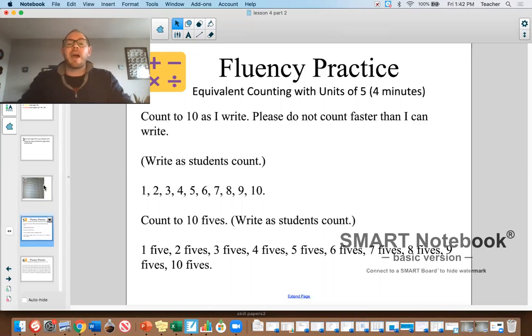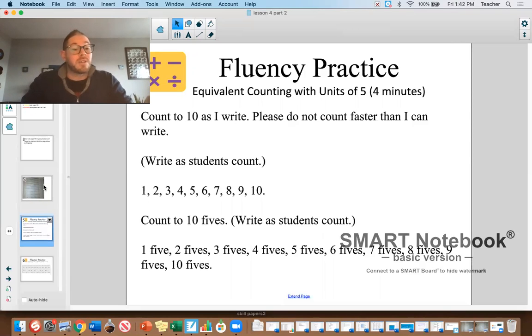All right, and let's count backwards from 10 5s back to 1 5. 10 5s, 9 5s, 8 5s, 7 5s, 6 5s, 5 5s, 4 5s, 3 5s, 2 5s, 1 5, 0 5s. All right, and let's go through first in your journal.